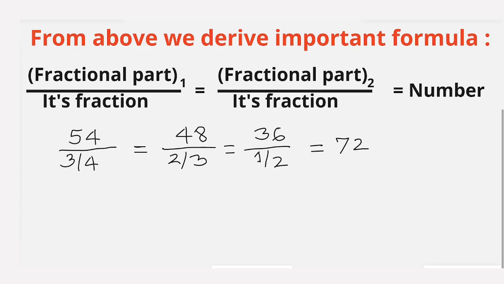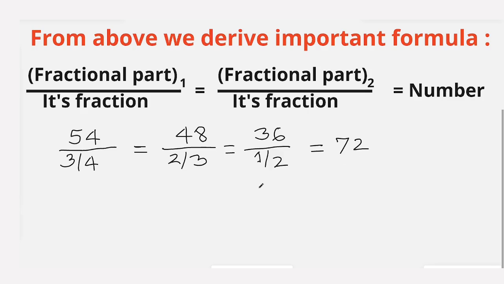54 upon 3/4. 4 goes to the numerator and 3 divides 54 for 18 times. 18 times 4 is 72. Similarly, 48 upon 2/3. 3 goes to the numerator and 2 divides 48 for 24 times. 24 times 3 is 72. Similarly, 36 upon 1/2. 2 goes to the numerator and 36 times 2 is 72.